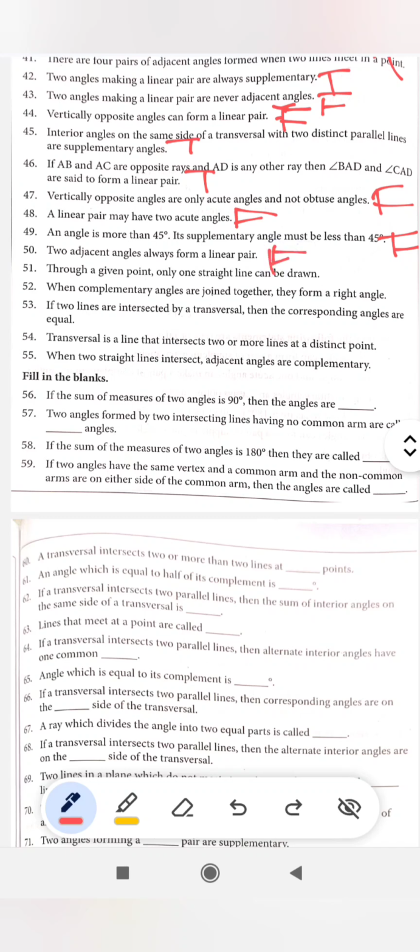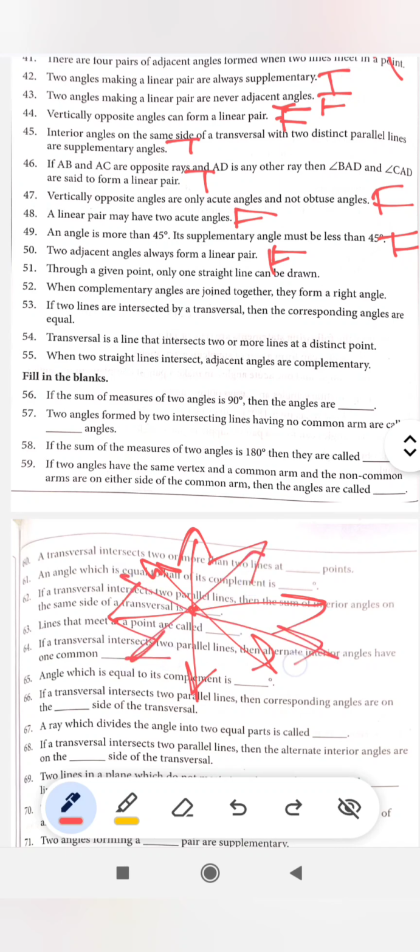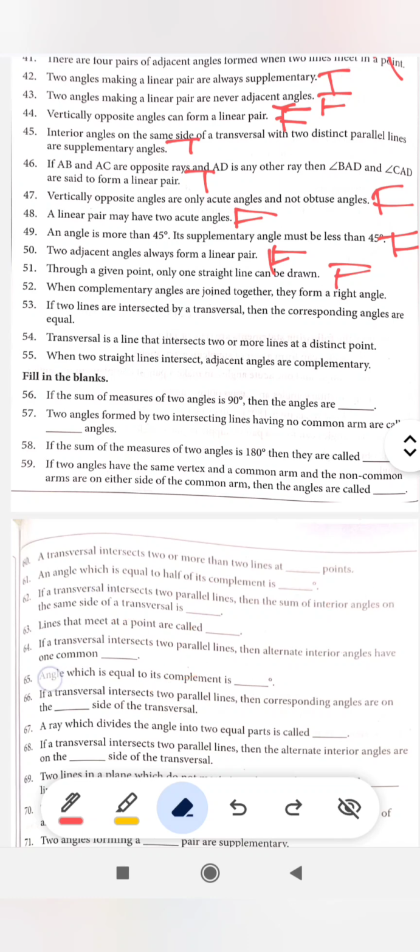Through a given point, only one straight line can be drawn. Through a given point, an infinite number of straight lines can be formed. An infinite number of rays can also be formed, and an infinite number of line segments can also be formed. So this one is also false. So many wrong statements have been given.